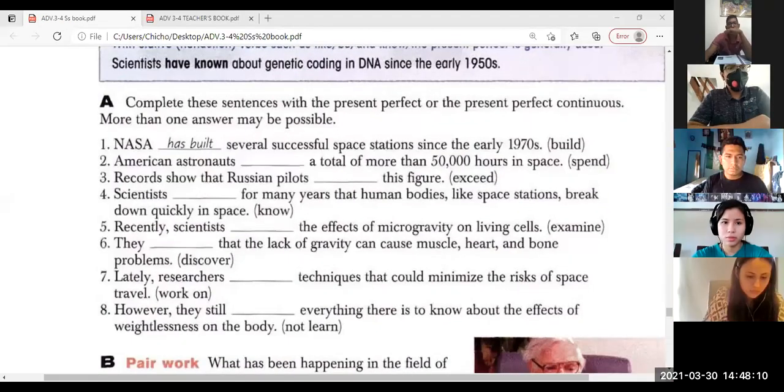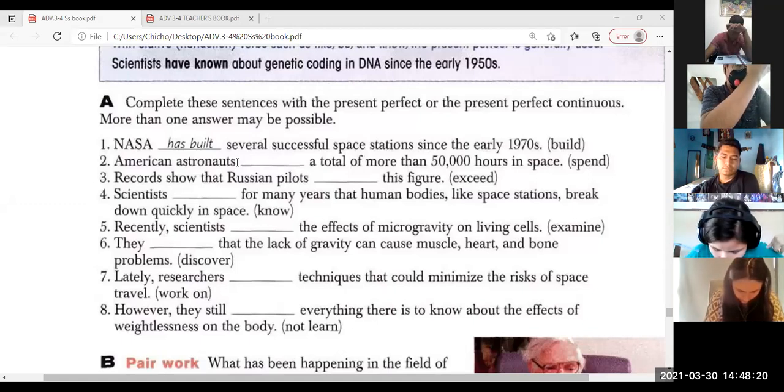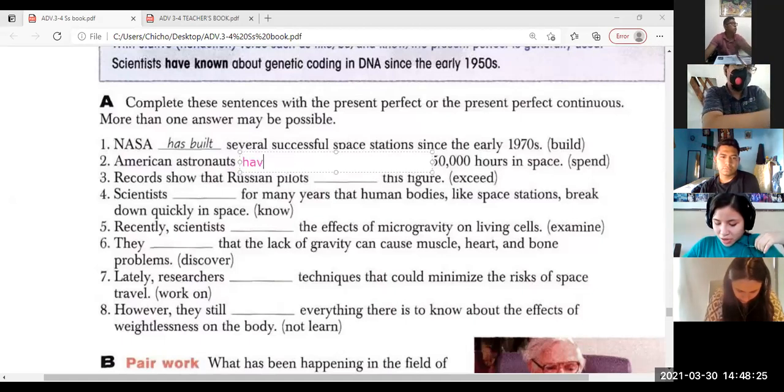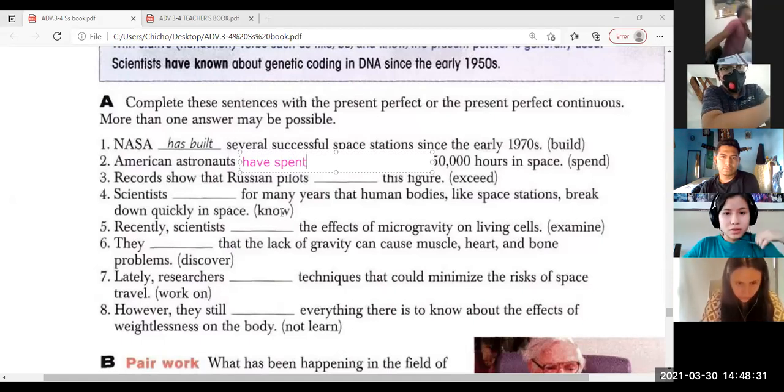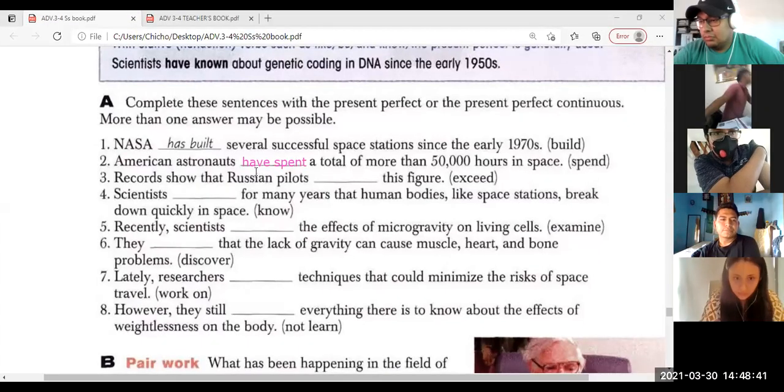The first one, number 2, sorry. Melissa, can you read sentence number 2? Yes, American astronauts have spent a total of more than... Okay, spent. Okay, have spent. Why did you choose this one? Because it's a completed action. Okay, yes, a completed action.